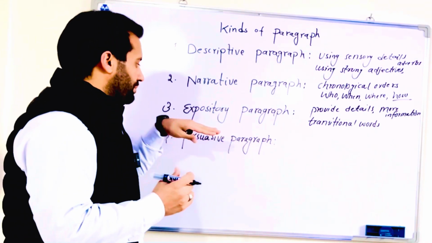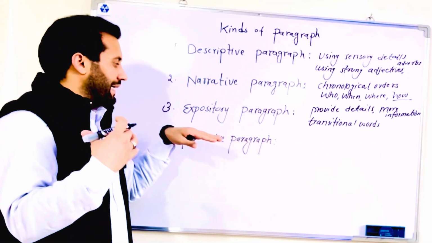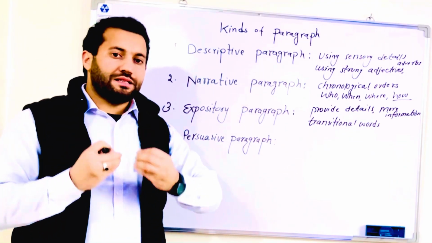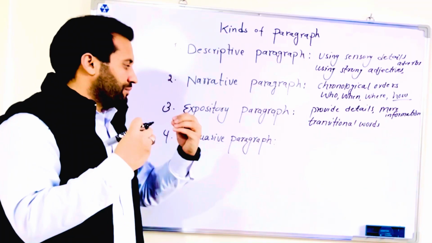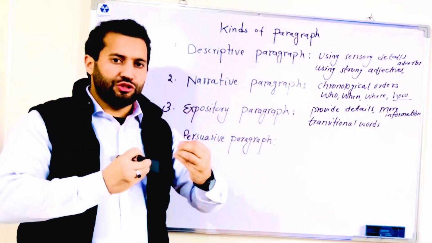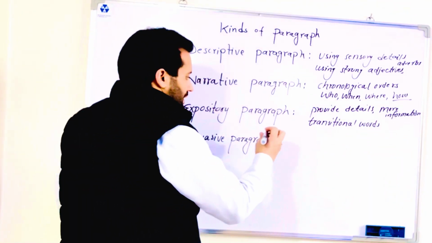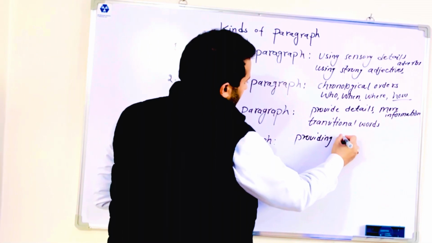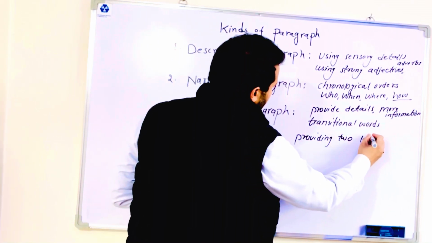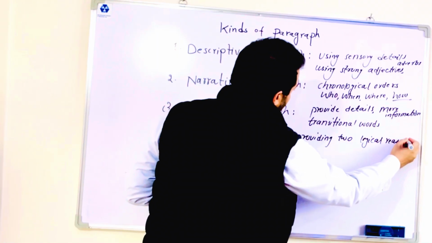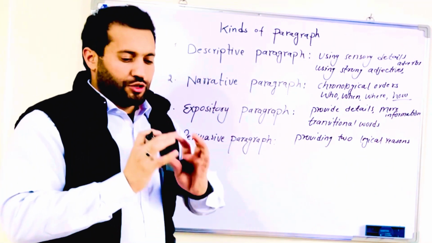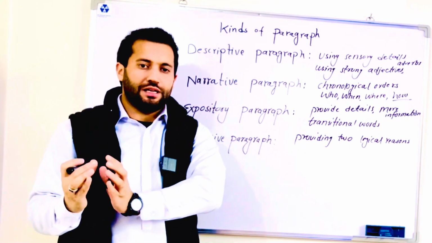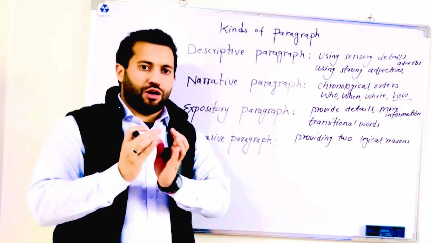The last type of paragraph is the persuasive paragraph. A persuasive paragraph persuades the reader to accept the ideas of the writer. It convinces the reader to accept the ideas of the writer. When we want to write a persuasive paragraph, we also consider two most important things. Number one is providing two or more logical reasons in order to make the reader accept the ideas of the writer.